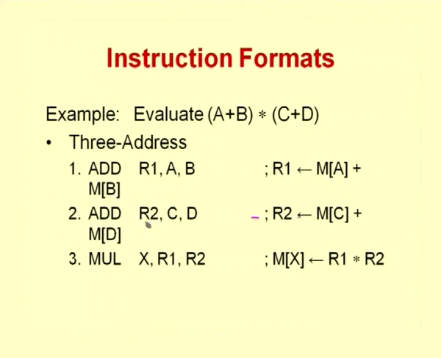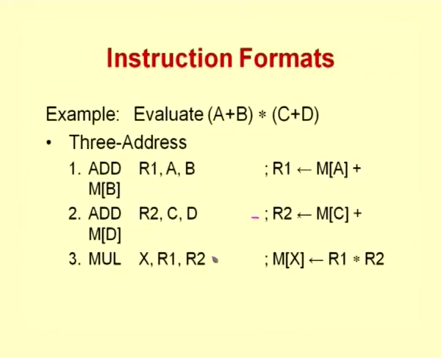Okay. Add r2, c, d, this is my second instruction, and this is my third instruction, which is multiply x, r1, r2. In the 3 address instruction format, this gives me the set of instructions that I need to evaluate (a plus b) into (c plus d). You can see that just 3 instructions are required, one for the first addition, one for the second addition, and the third one for the multiplication. This multiplication also stores the result in a memory location. So, this is how 3 address instructions can be used.